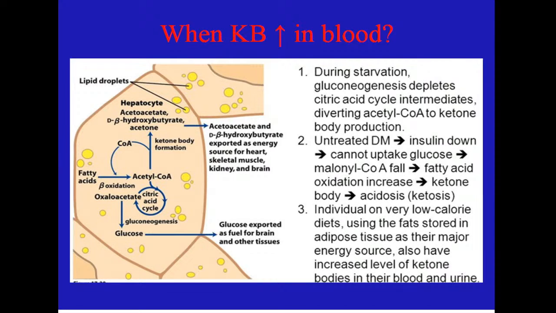So what situations can lead to ketosis, to the increased quantity of ketone bodies in the blood? At first, this is starvation. Our glycogen is able to maintain the level of glucose for nearly 24 hours. Then it will be depleted and gluconeogenesis will be started.